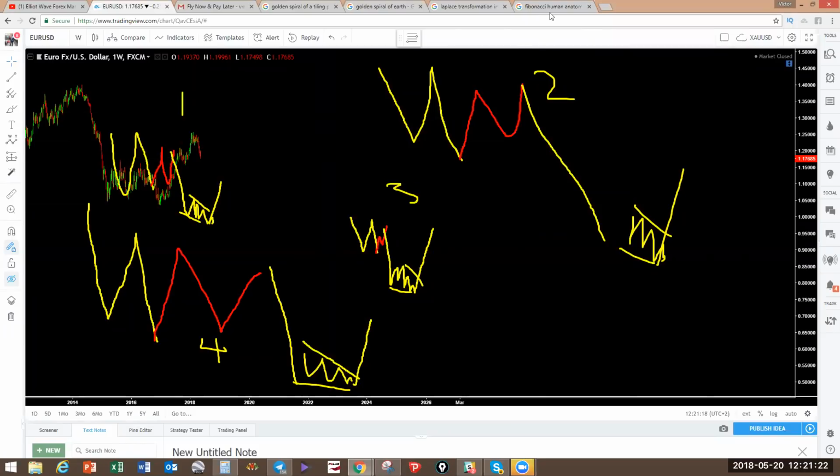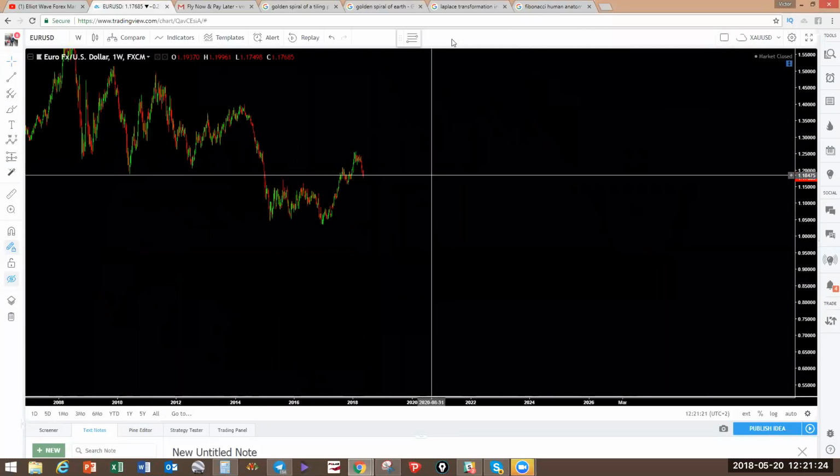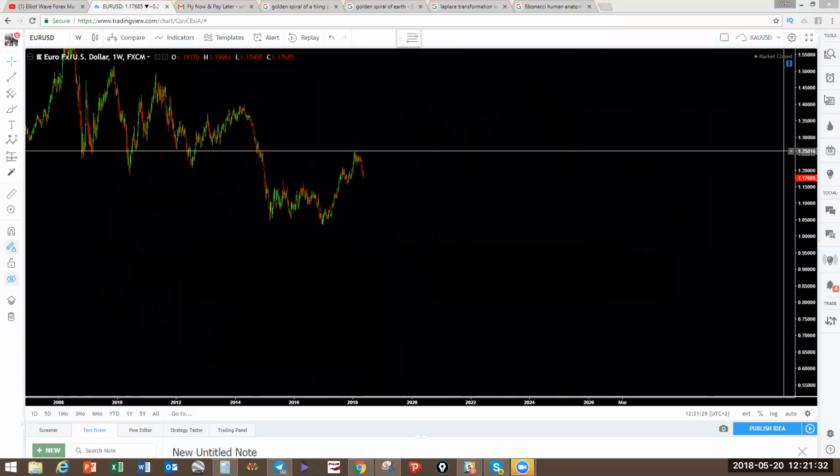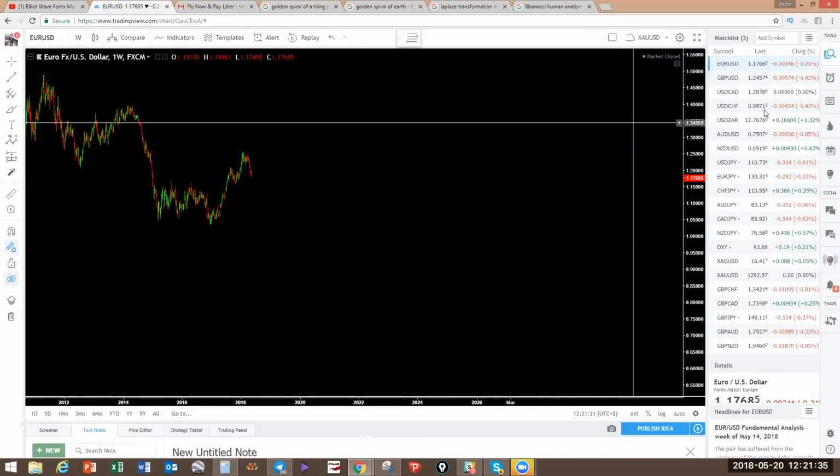So what do I expect on Euro US dollar? You wait for that wave 4 that we looked at, a bounce. So we're expecting a bounce on all the pairs. You'll see all the Euro, all the US dollar pairs, we're expecting a bounce. So let's carry on with the rest.